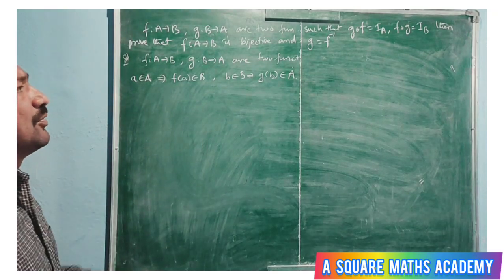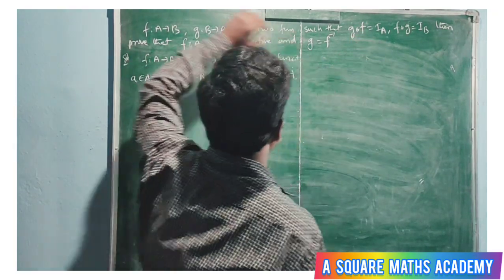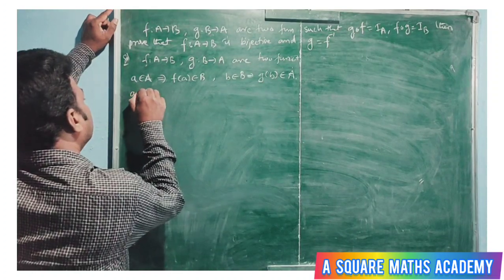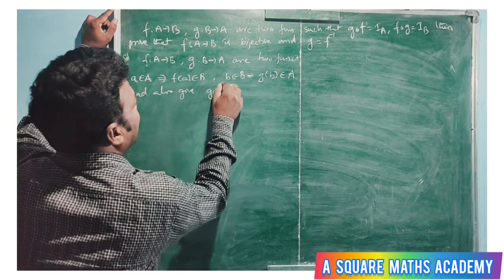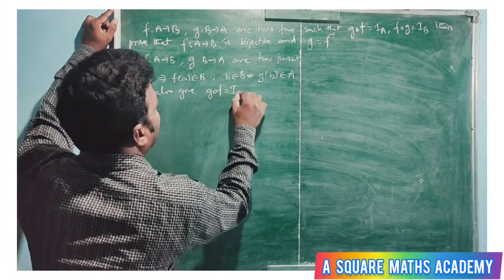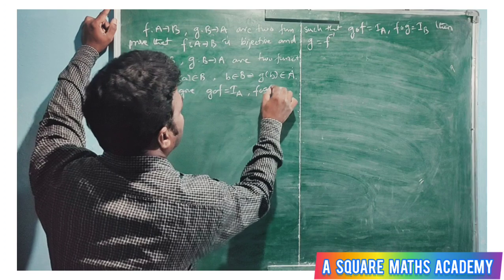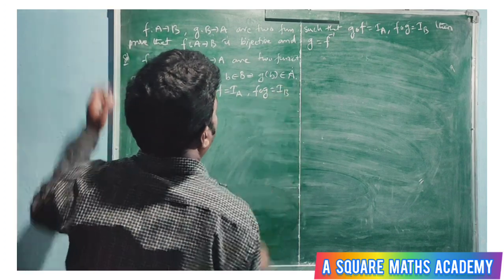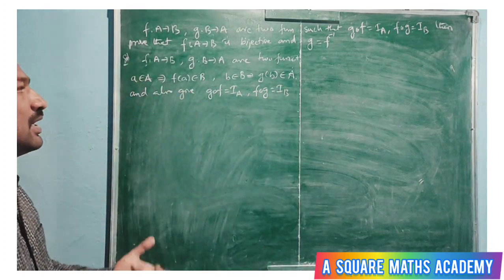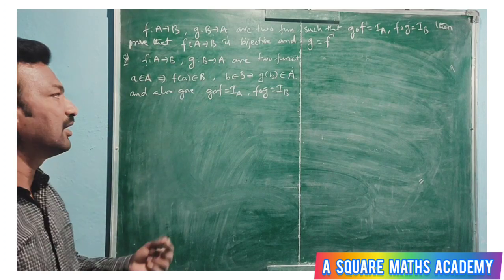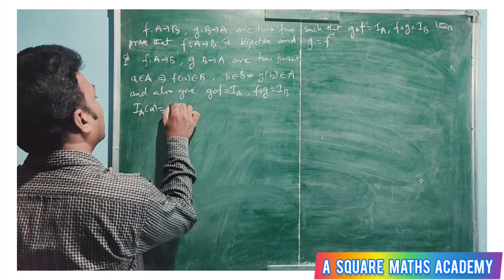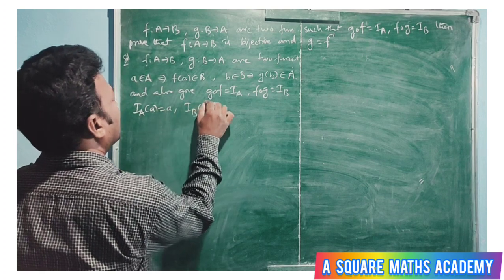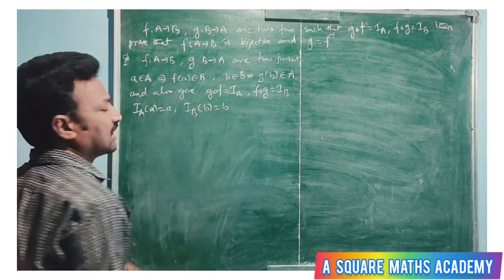So then after, also given g circle f equals ia, f circle g equals ib. ia is the mapping from a to a, ib is the mapping from b to b. That means ia of a equals a, and ib of b equals b, because they are identity functions.